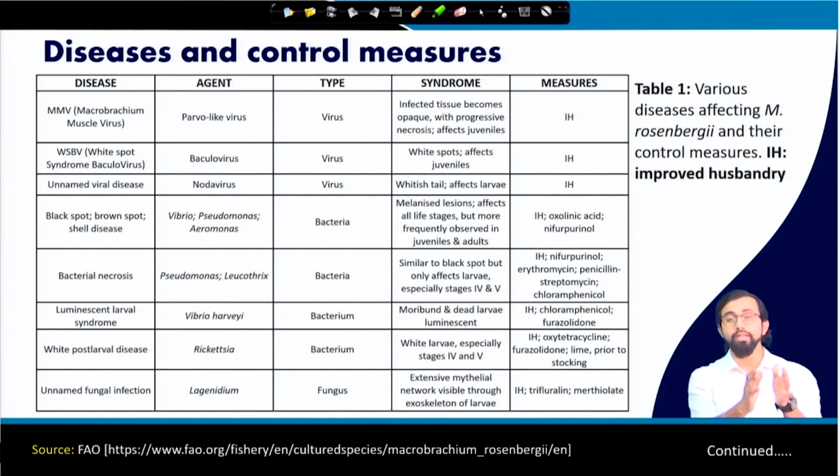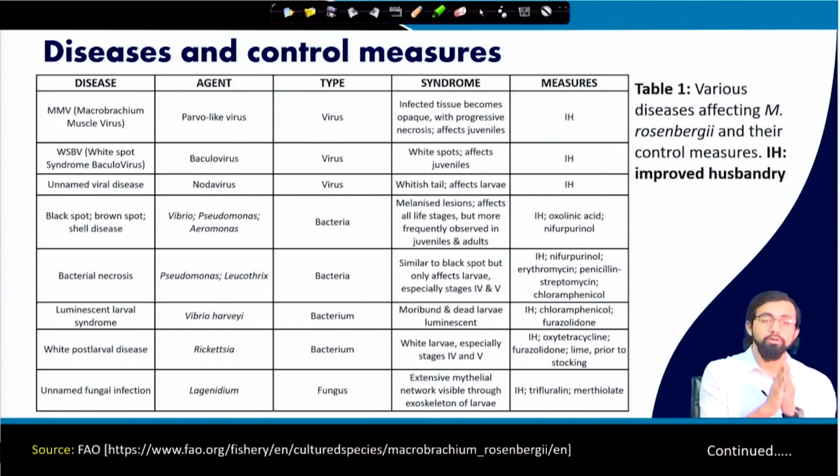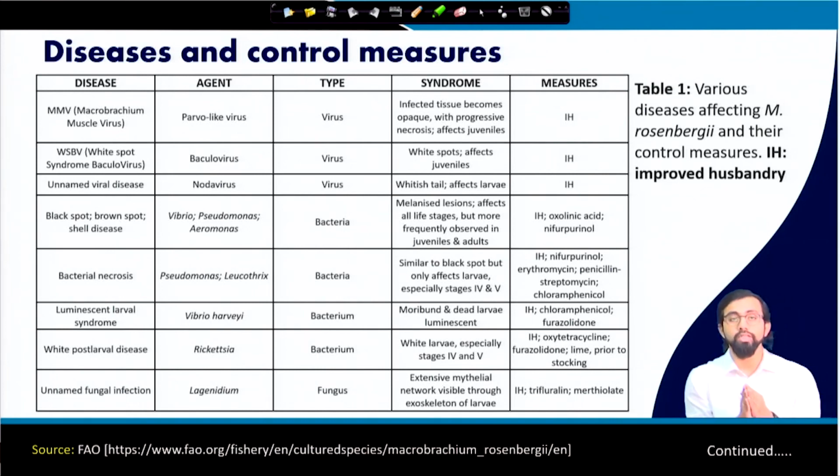I'm not going into details for each and every disease. It's actually available online. You can definitely search for it. You can get a better idea about what type of agent and what type of syndromes are present, what can cause that specific disease, and what measures can be taken. Once you start the farming practices, you have to have this chart or table ready with you.